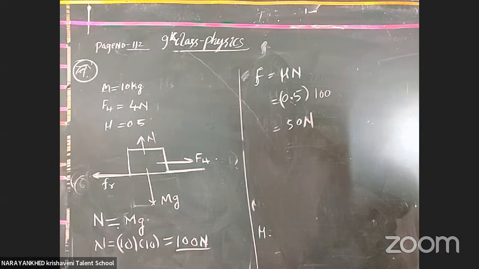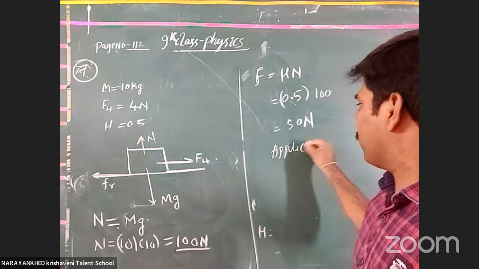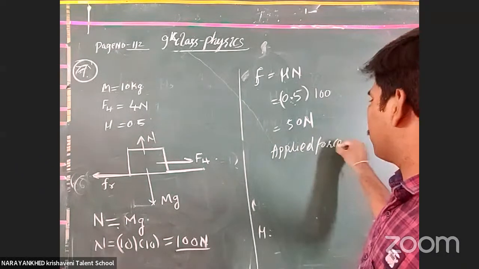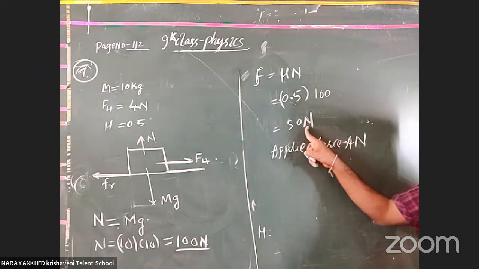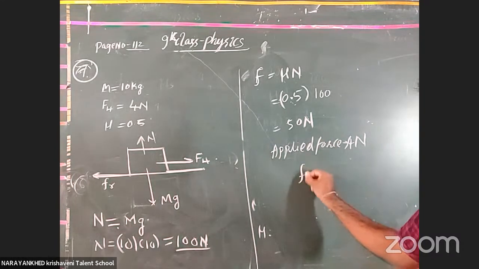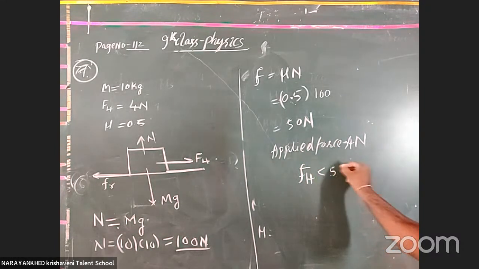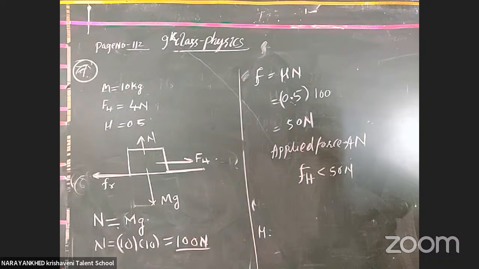What is the applied force here? It is 4 newtons only. Applied force is equal to 4 newtons. Is it less than our frictional force or not? Yes, the applied force F_H is less than 50 newtons. Got it or not? So the friction force will be equal to the applied force only.